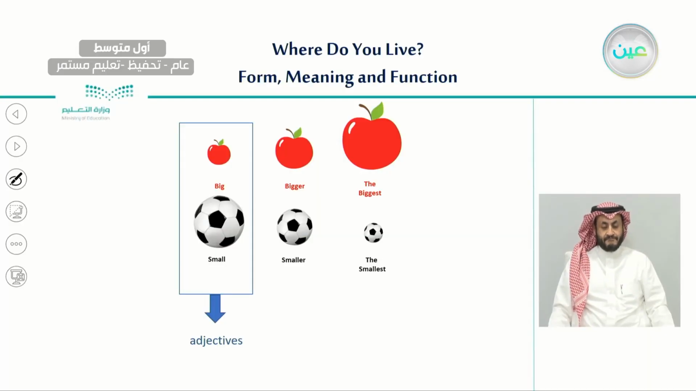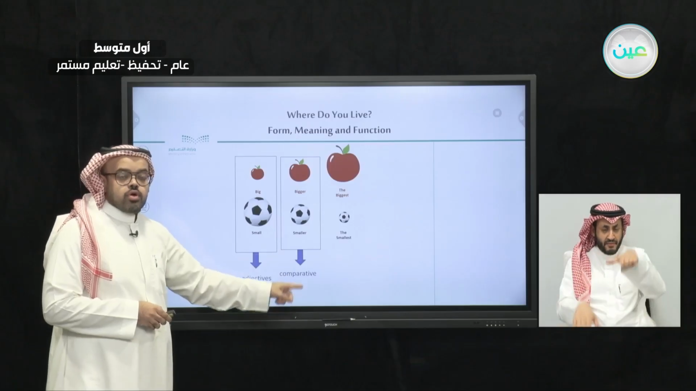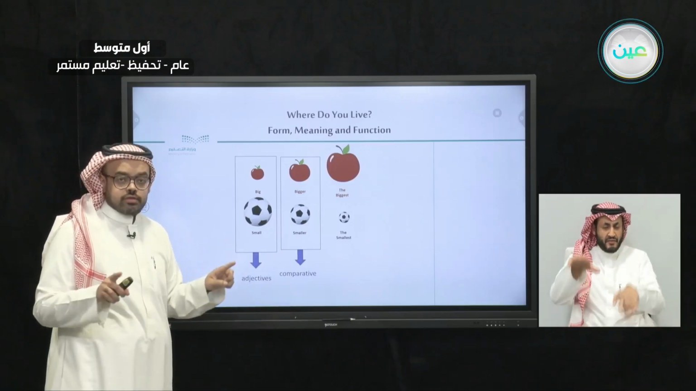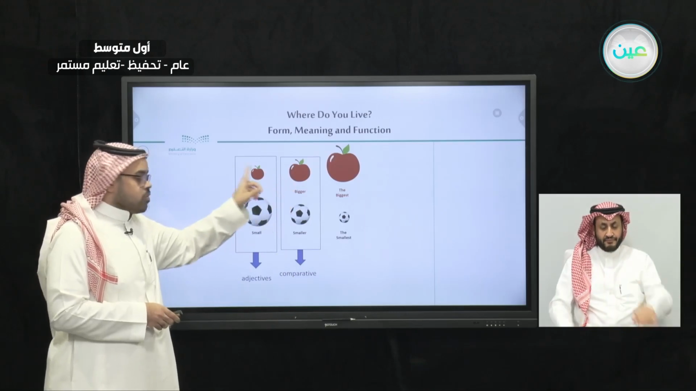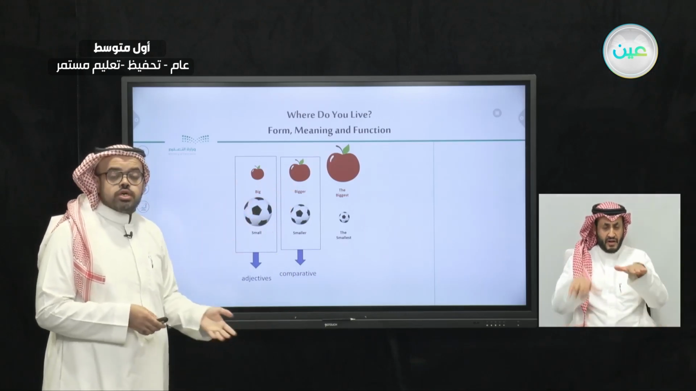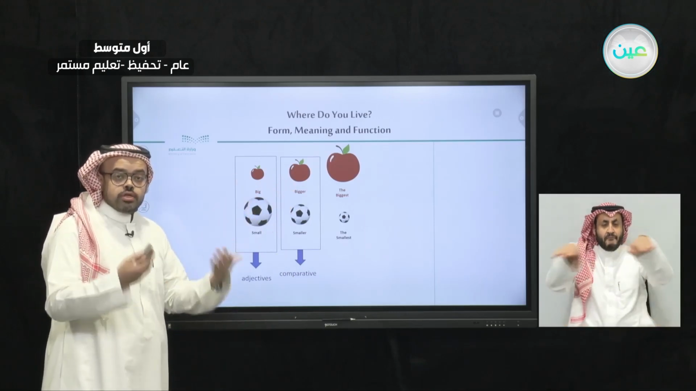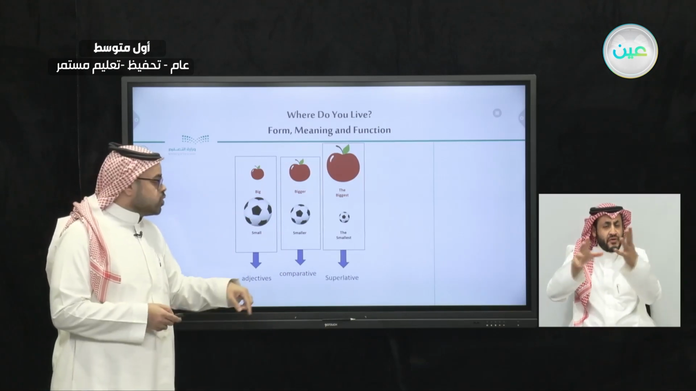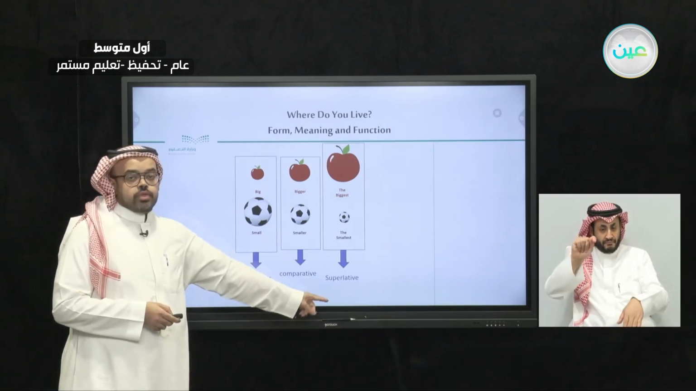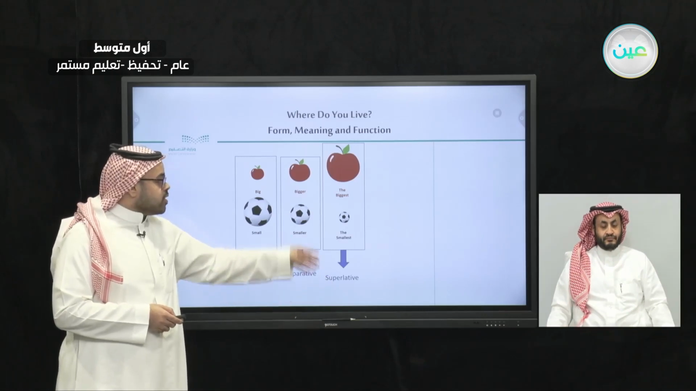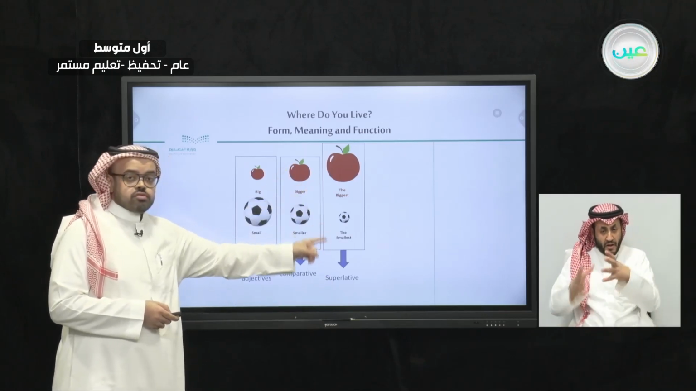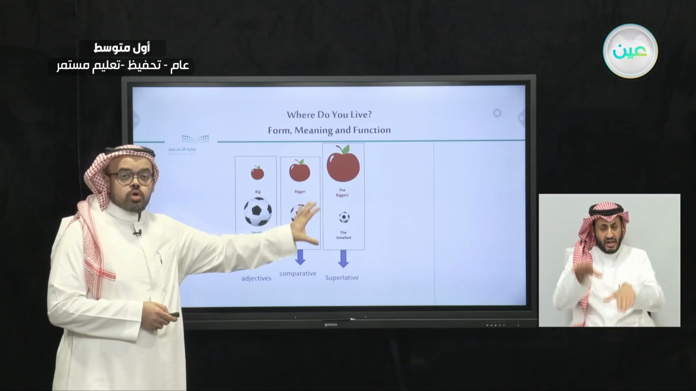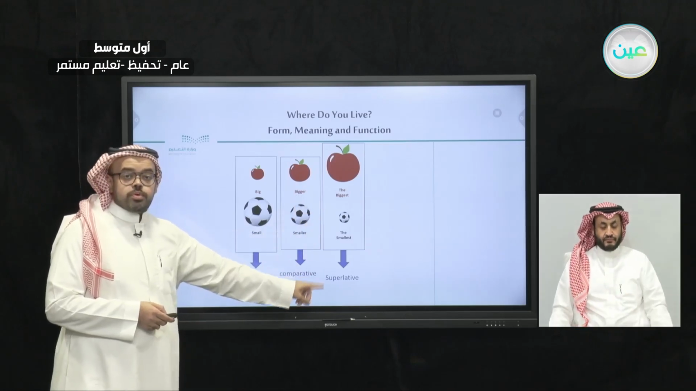This apple and this ball, big and small, we call them adjectives. And here the word bigger, which is this apple is bigger than this one, and this ball is smaller than this one, these we call them comparative, where we compare two things. We compare this one with this one. But if we want to compare more than two things, we would use the superlative form. The superlative form like this one, the biggest and the smallest. This form we call the superlative form.